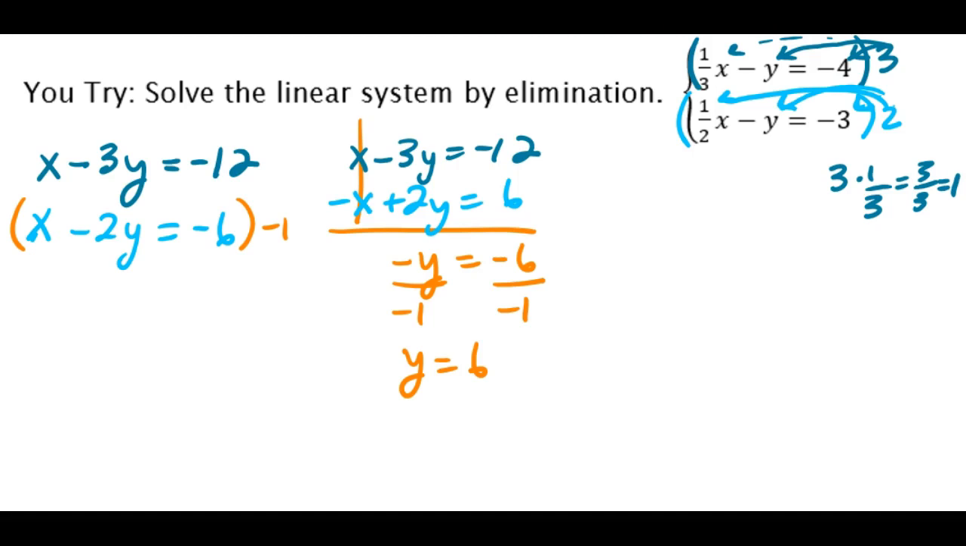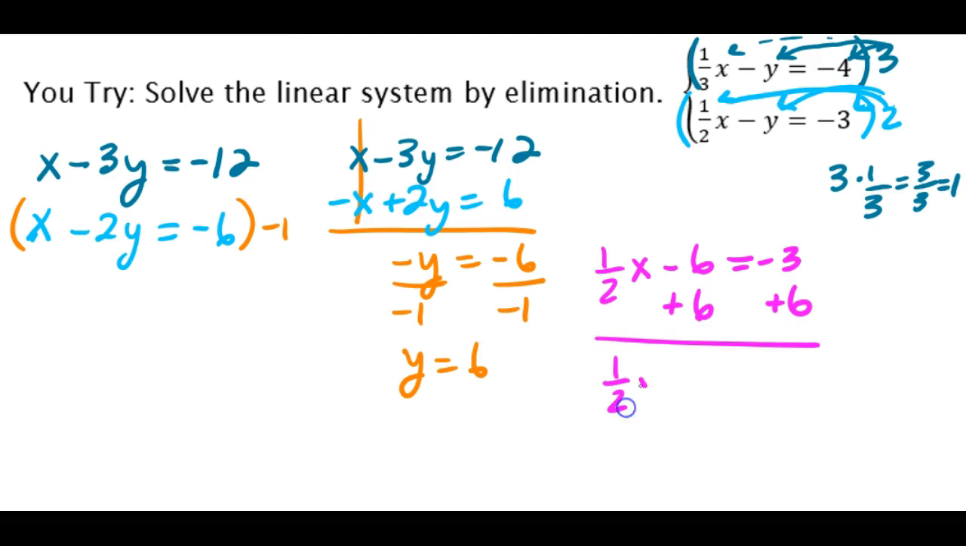Now, we're going to plug it into one of the original equations. It really doesn't matter which one. I'm going to choose the bottom one. Just looks a little easier to me. So I would have 1/2 x minus my y value, which I now know is 6, and that equals -3. I'm going to add 6 to both sides. So I would have 1/2 x equals, and then -3 plus 6 is 3.